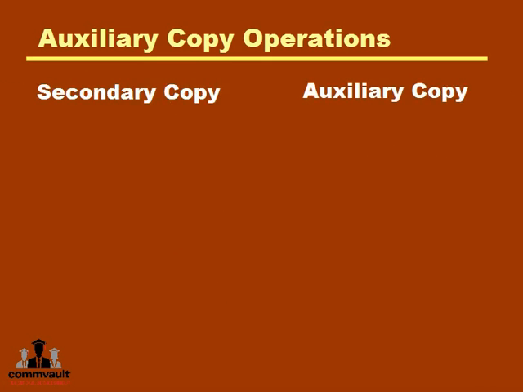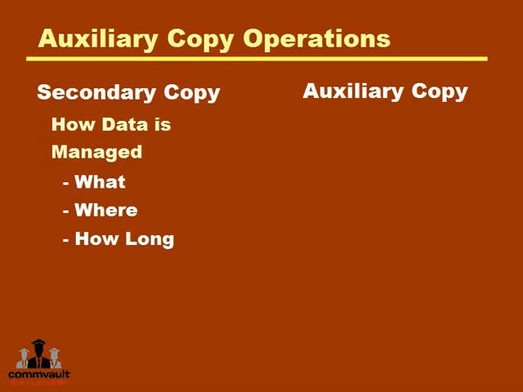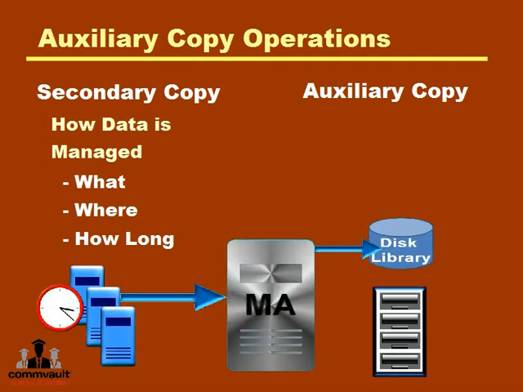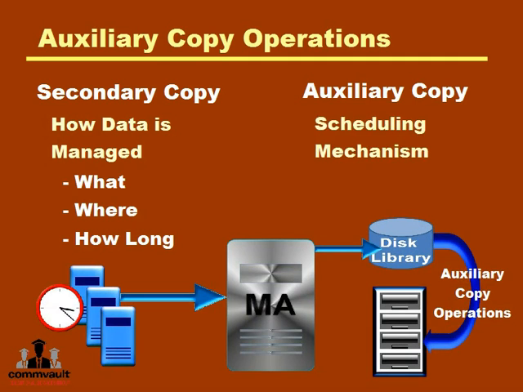The schedules that are used to generate secondary copies are called auxiliary copy operations. At this point, it is critical that the terms secondary copy and auxiliary copy are understood. A secondary copy determines how the data will be managed. There is no data there. To move data to the primary copy, servers are scheduled to back up. But to move the data from one copy to another, that is done by auxiliary copy operations. So an auxiliary copy is the scheduling mechanism that will move the data, which will then be managed by the secondary copy.